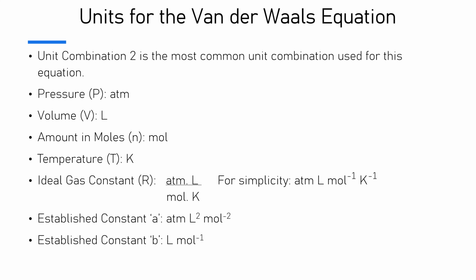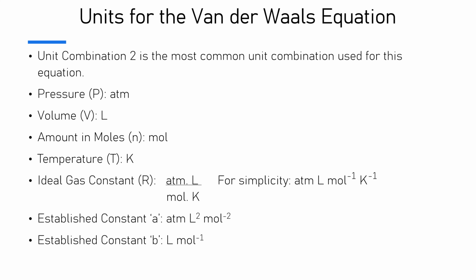You're more likely to be required to use just one unit combination, and we're going to use unit combination 2 in this video because they are the units most commonly used for the established constants in the van der Waals equation. So let's quickly remind ourselves which units we use in unit combination 2. Pressure is expressed in atmospheres, volume is expressed in litres, amount is expressed in moles, and temperature is expressed in Kelvin.